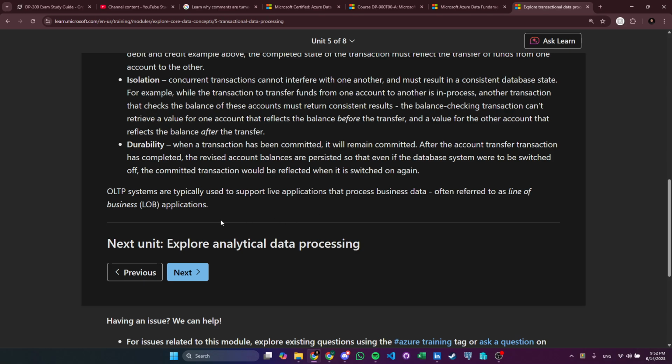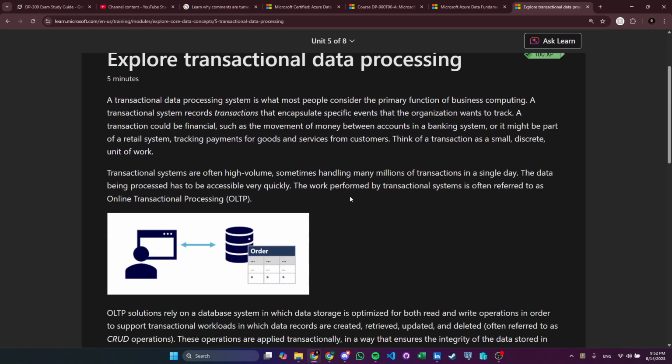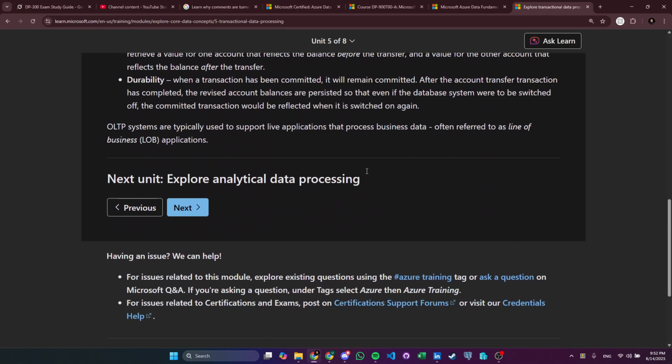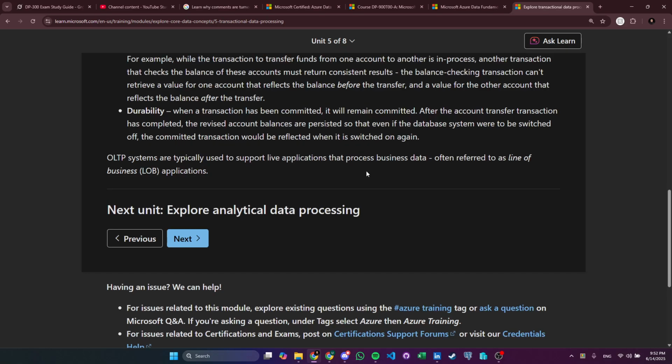OLTP systems are typically used to support live applications that process business data, often referred to as line of business (LOB) applications. Now, OLTP, online transactional processing, systems are used to support live applications. For example, business data, banking systems. Banking systems need OLTP, online transactional processing, to process their data, to process the transfer of funds and everything else.